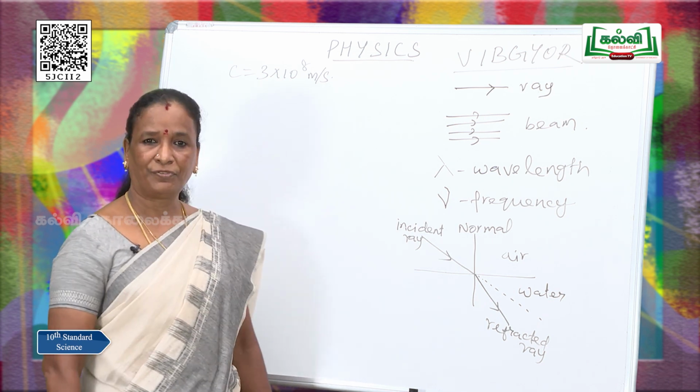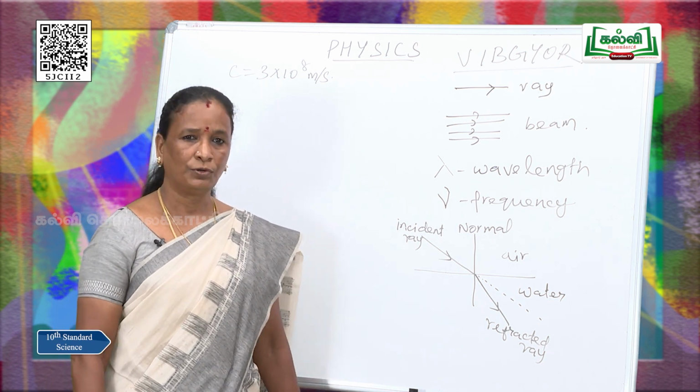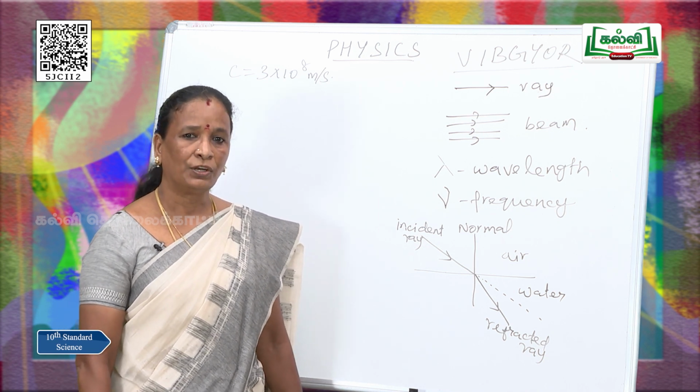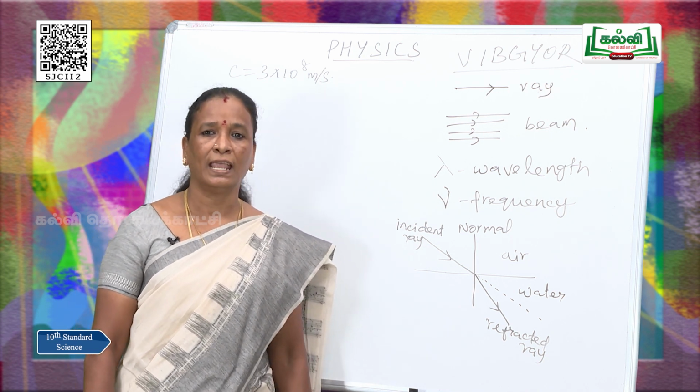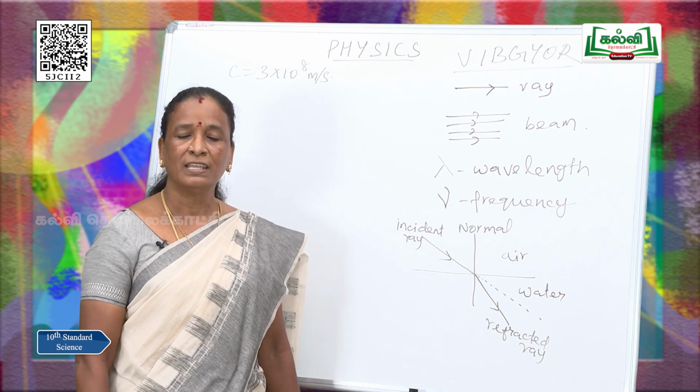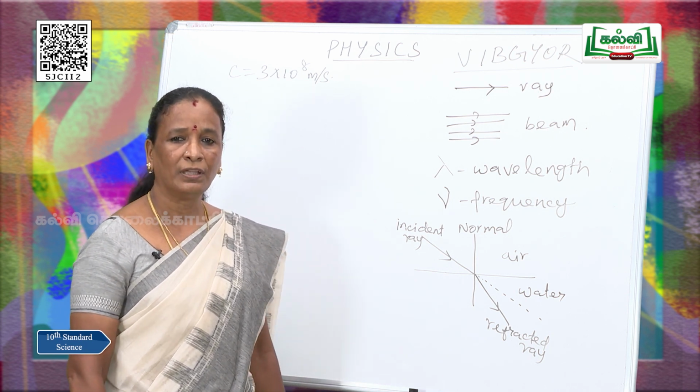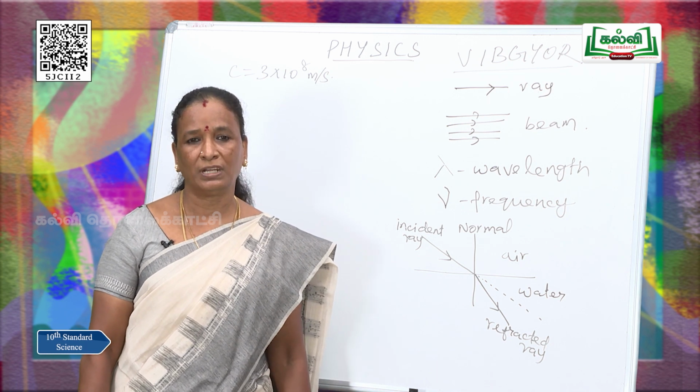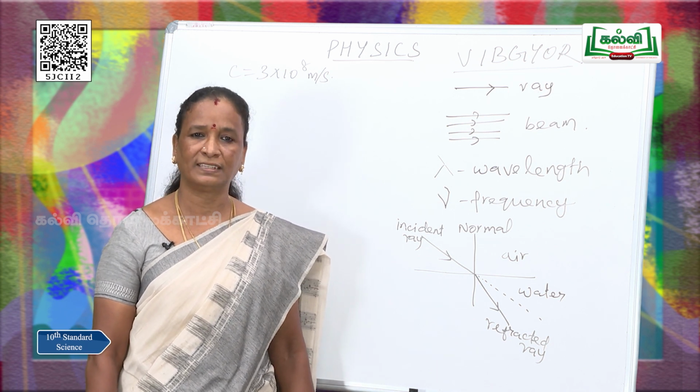The second law of refraction. Now, let us go to see the second law of refraction. The ratio of the sine of the angle of incidence and the sine of the angle of refraction is equal to the ratio of the refractive indices of the two media. This law is also known as Snell's law.